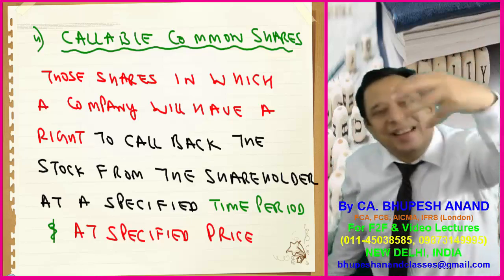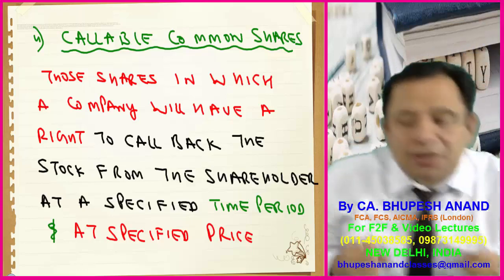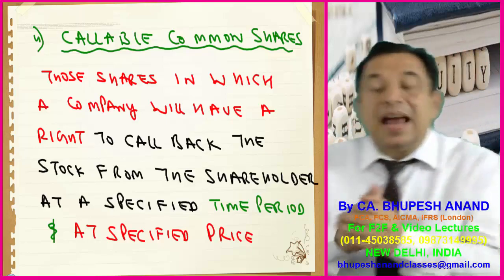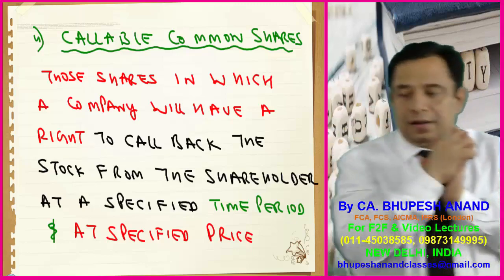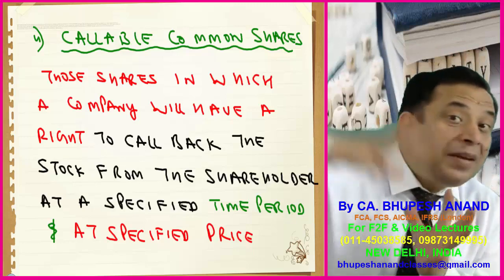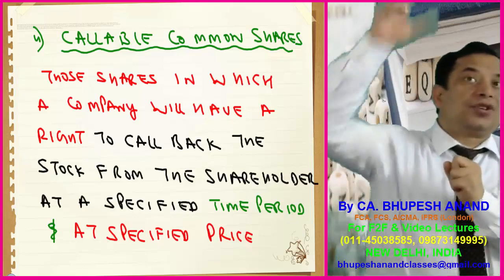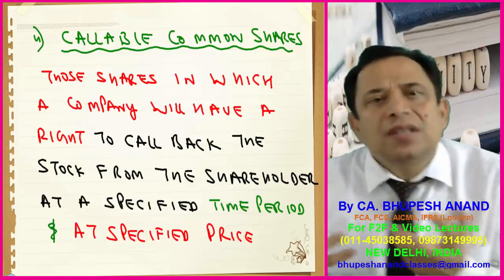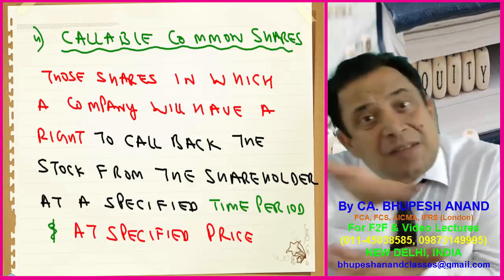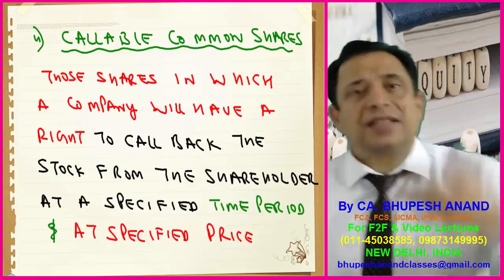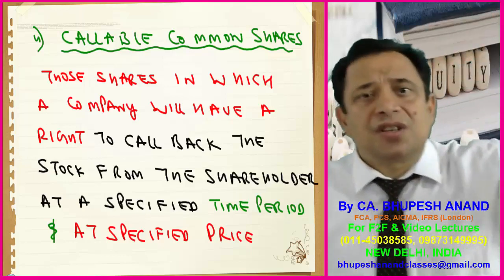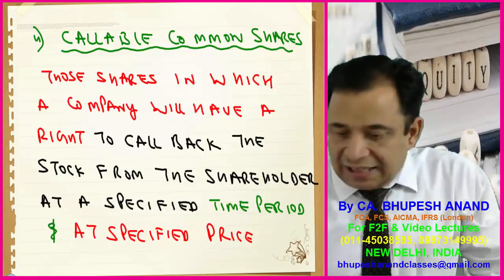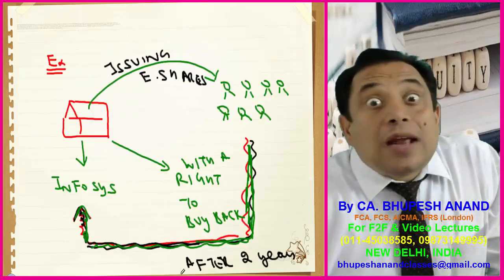You getting my point? Please write down. Callable common shares. Those shares in which a company will have a right to call back the stock. It means the company has a right to call back the stock from the shareholders at a specified time. Let it be 2 years, let it be 3 years, let it be 4 years, and that period is mentioned in the agreement at a specified price. It means whatever may be the price in the stock exchange, it is irrespective of that. The price which is specified in that agreement, that is named as callable common stock.